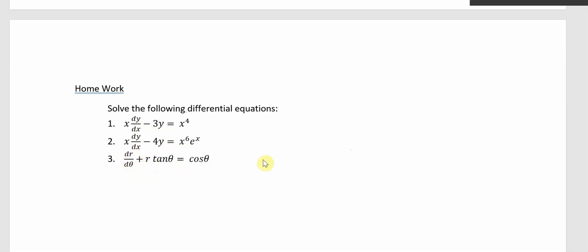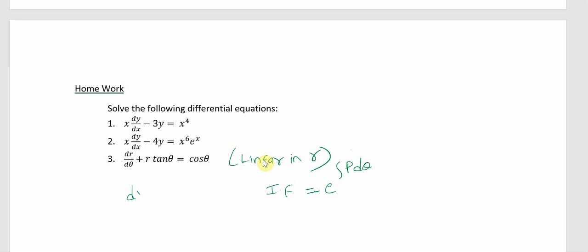So this last differential equation is linear in r. So the integrating factor is e power integral p d theta. Or if you are getting confused, you can replace r with y and theta with x. Then it becomes like this, with cosine x, and then you can proceed with linear in y. So these are the three as homework.